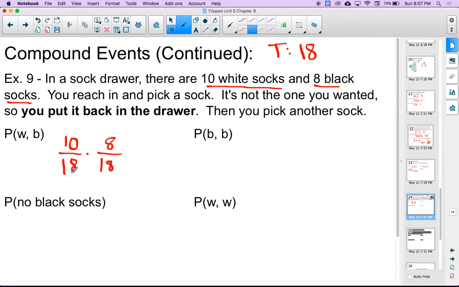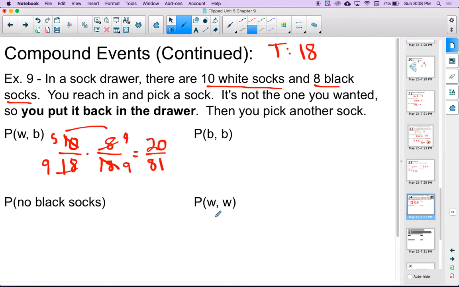So we can do some multiplication here. I'm going to simplify first. I can divide 2 out of 8 and get 4. I can divide 2 out of 18 and get 9. I'm going to do the same thing here. I can divide both of those by 2. 10 divided by 2 is 5. 18 divided by 2 is 9. And now I can multiply straight across. 5 times 4 is 20. 9 times 9 is 81. So the probability of getting a white sock and then a black sock is 20 81sts.